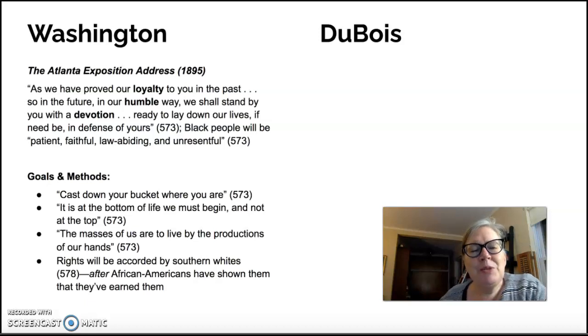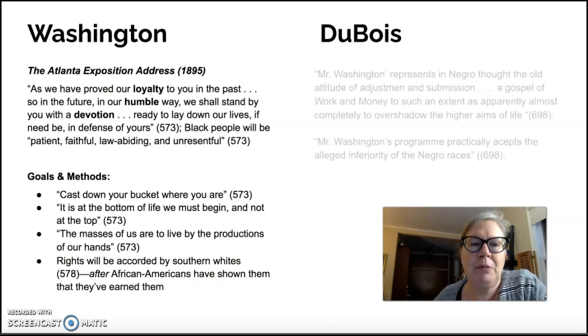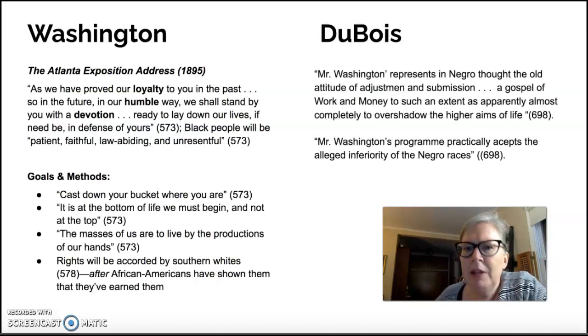He also said that rights will be accorded by Southern whites after African Americans have shown them what they've earned, right? So this idea of being patient and waiting for rights, showing your white neighbors that you are devoted and humble, and that you're starting from the bottom, and then when white people decide we're worthy, that's when our rights will come. Okay, this seems to be the message of Booker T. Washington. Du Bois and many other Black leaders were very unhappy with this message.